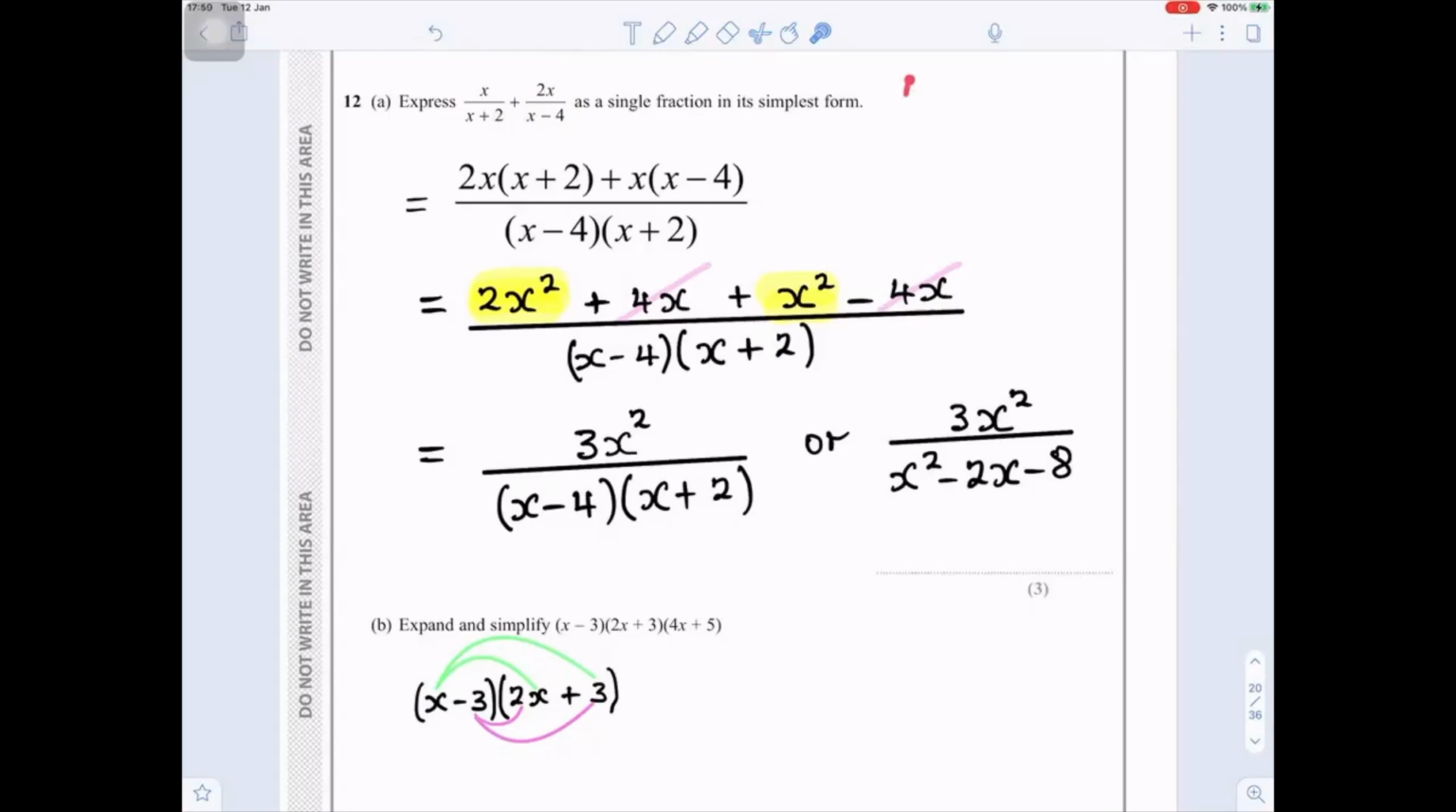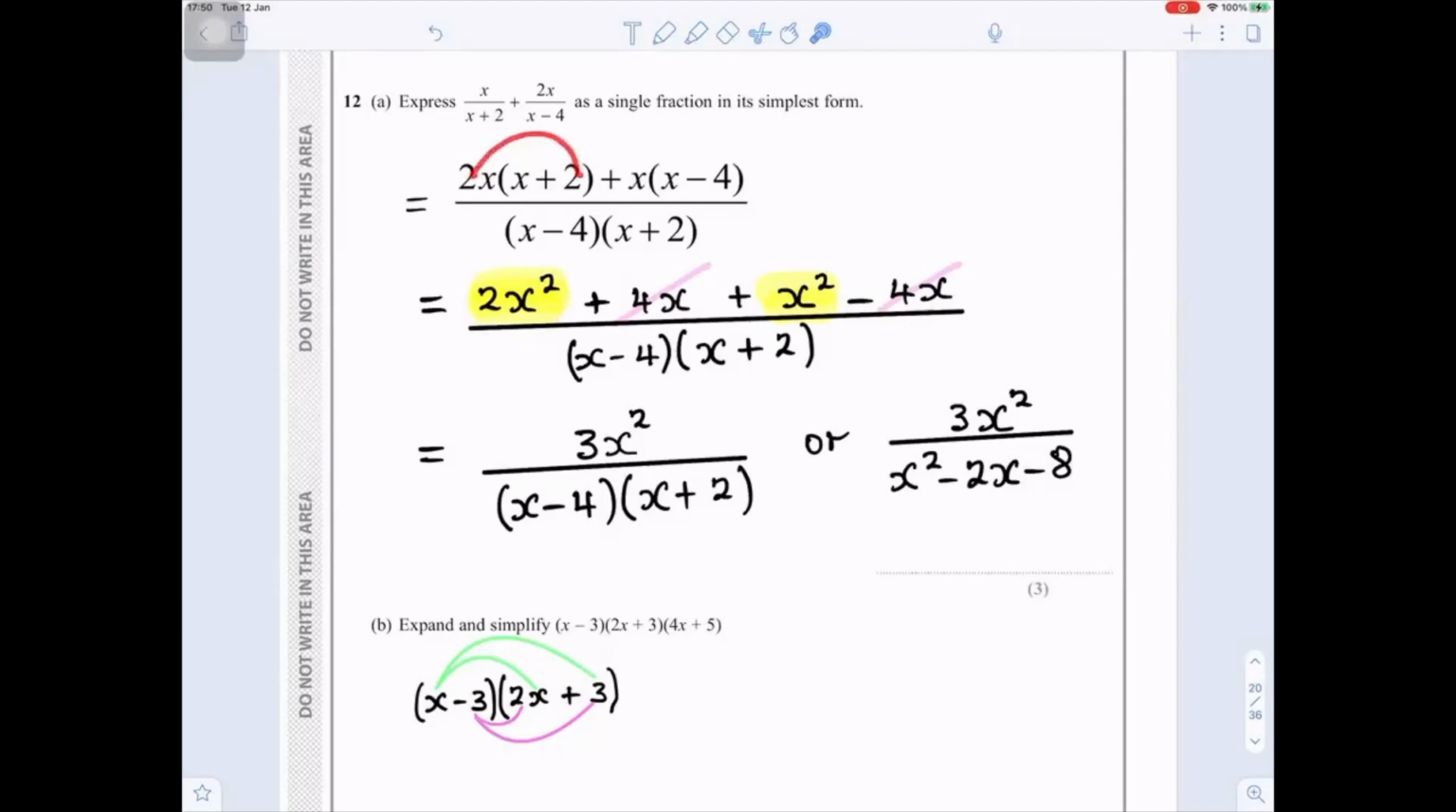First thing, we want to look for the LCM, lowest common multiple. And we can use x plus 2 and x minus 4 as the lowest common multiple. So that is your LCM. So we would multiply 2x with x plus 2, and we'll multiply x with x minus 4. And we'll put that all over the lowest common multiple. Now the next thing is we remove the bracket. 2x times x, it gives you 2x squared.